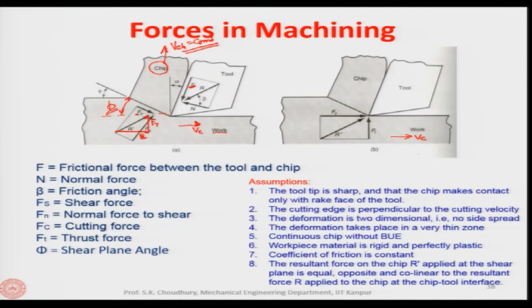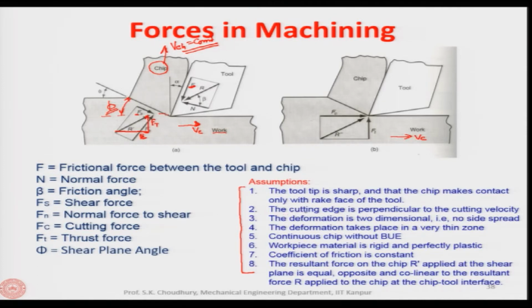So, before they correlated these 6 forces with the angles, there are certain assumptions which have been taken by them, and these are the 8 assumptions which are written here. First assumption is the tool tip is sharp. So, the tool cannot have any nose radius, and the chip makes contact only with the rake face of the tool, because the tool is sharp.